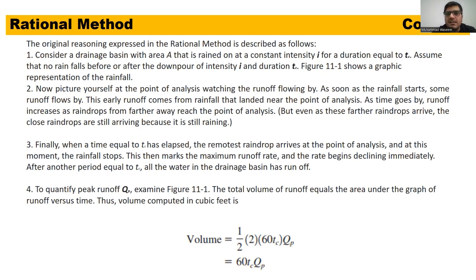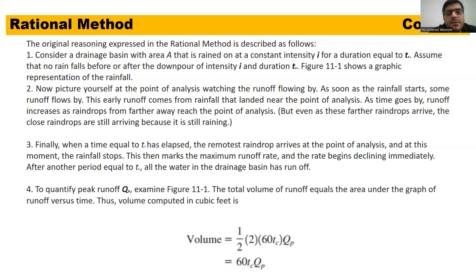As soon as the rainfall starts, some runoff flows by. It's simple that as the rainfall starts, the runoff from the nearest points will quickly reach the point of analysis. This early runoff comes from rainfall that landed near the point of analysis. It's clear to us. As time goes by, runoff increases as raindrops from further away points reach the point of analysis. But even as these further raindrops arrive, the closer raindrops are still arriving because it's still raining.